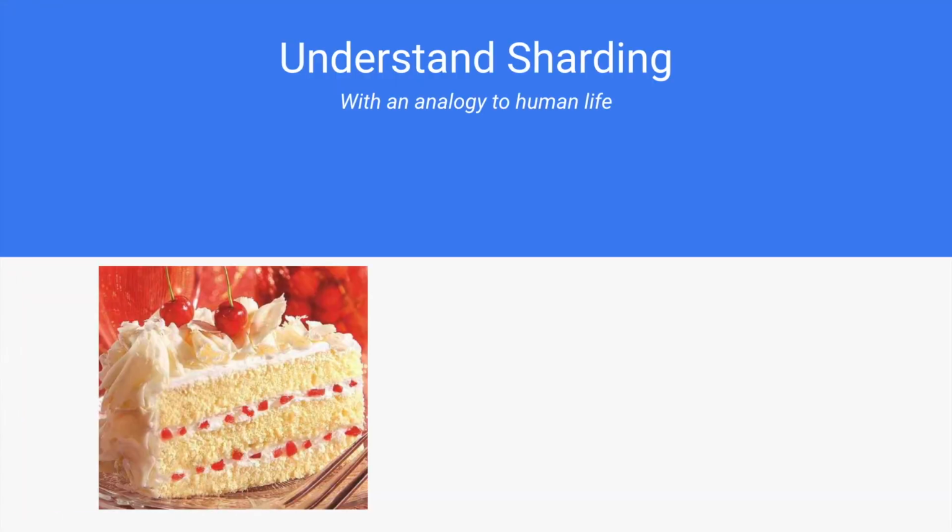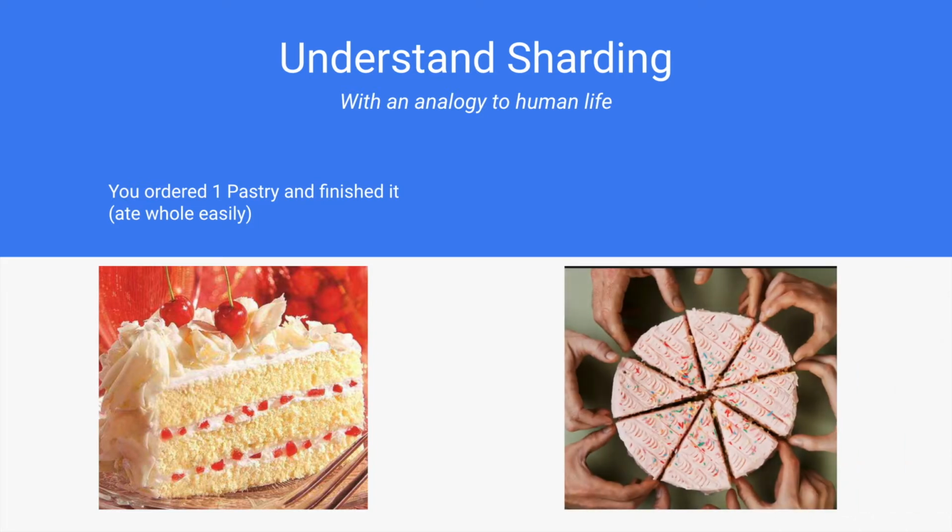Let's assume you have a pastry. You ordered a pastry and you ate it. Okay, so you were able to eat it completely. Next, you wanted to order a cake, but now you were not able to eat it completely. Why? Because the cake was large in size. So what is the solution that you tried here? You tried to split the cake into pieces. You called your friends to eat the cake and your friends were there to help you out with the cake. So what you have done is basically you have divided this problem into subparts, with every subpart being a piece of cake. So this is how sharding also works.